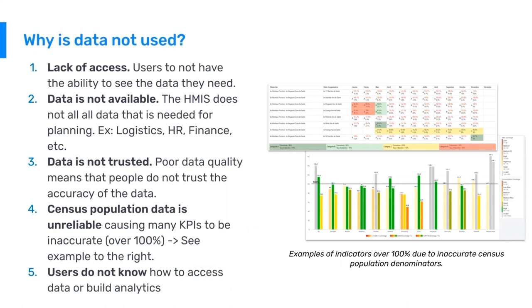The second point here is that a lot of data that is needed for decision-making is not available to the people who are actually making the decisions through the HMIS. Again, we need to make sure that we have logistics, HR, and finance data. We also need to make sure that we have updated population statistics available in our HMIS.